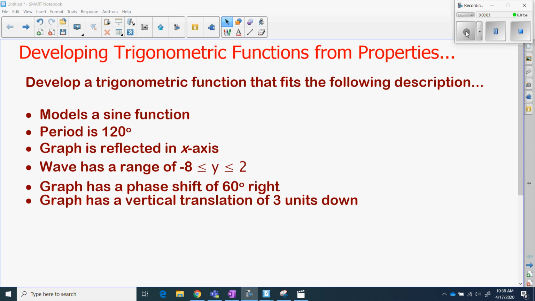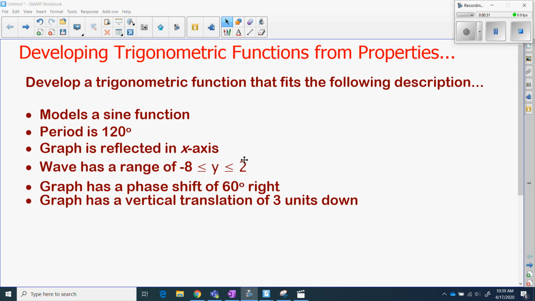In this video, we're going to progress now to the point where you're going to have either properties provided or a graph provided, and you're going to have to use those clues to come up with a sinusoidal function that would describe either the properties or the graph. The first one I'll start with is the situation where you're given the properties. This one's usually the easiest to come up with.